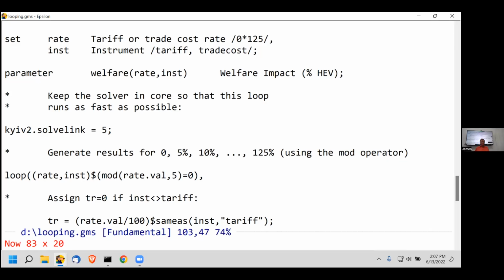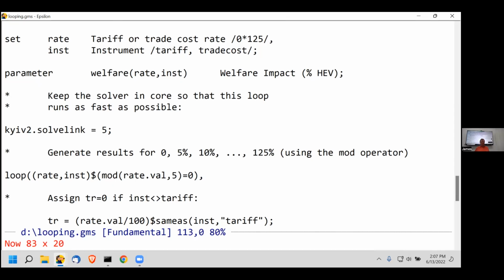If you look at this, I would declare rate as being the tariff rate. I'd let it go from 0 to 125, so that gives me the tariff rates in percentage. I have the two instruments being tariff or trade cost. And then I have welfare, which I define as the percent equivalent variation.